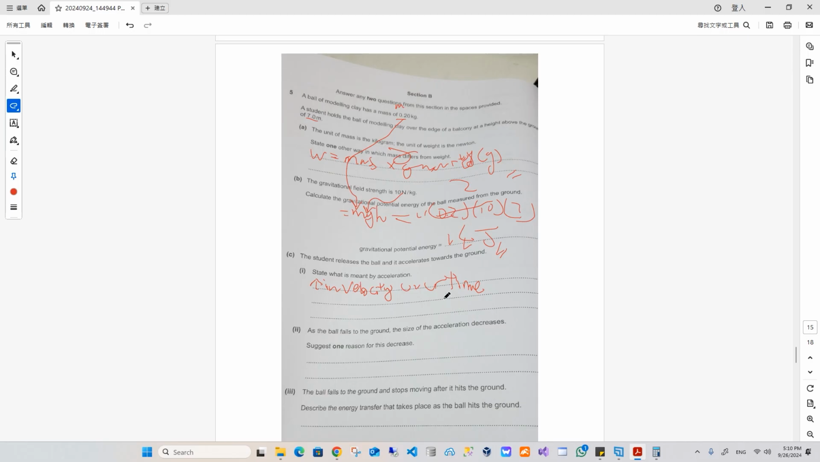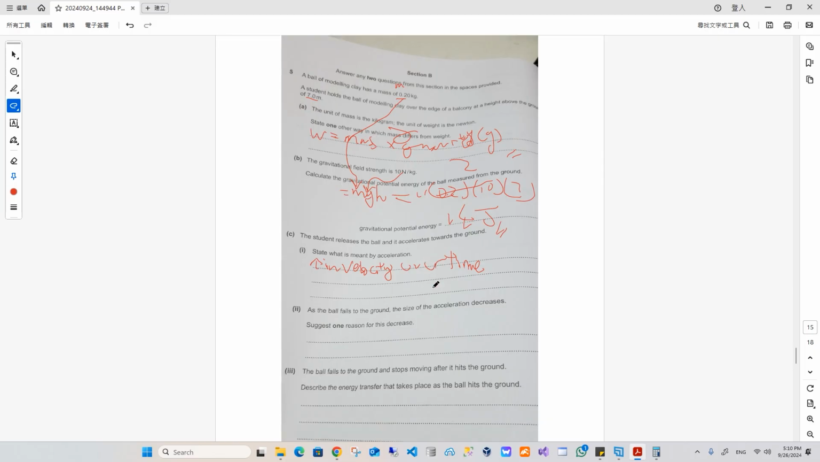From the time you release it, velocity goes 0, and when it hits the ground, it's the fastest. If you can't imagine, just imagine you are the ball being released. Okay, you will be able to get it. So increase in velocity over time is actually the definition of acceleration. But in general, acceleration means the change of velocity over time.